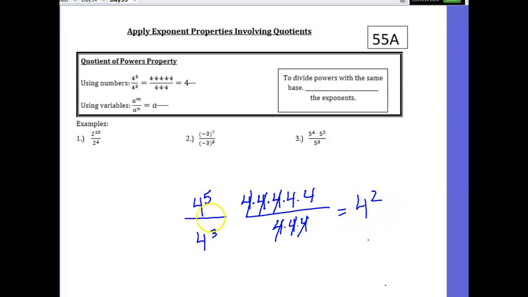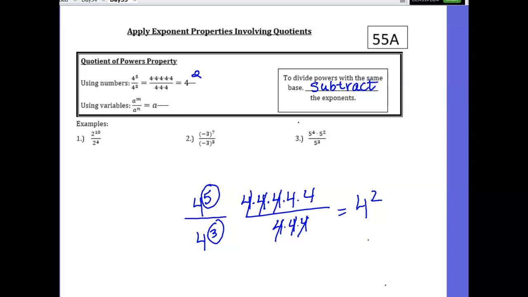If you notice the pattern here, the exponent 5 with the base 4 and the exponent 3 with the base 4, all we have to do is subtract the two. So take the exponent of the numerator minus the exponent of the denominator. So this would be 4 to the 2nd power. To divide powers with the same base, we just subtract the exponents. So that's our new rule.